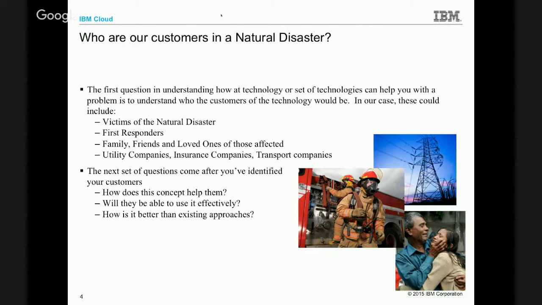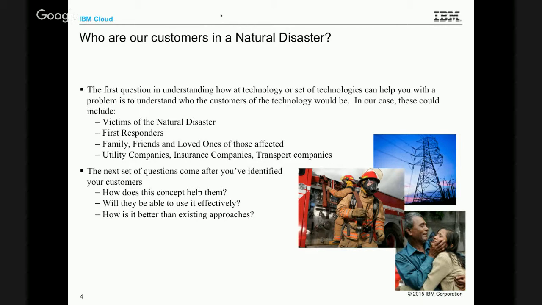All right. Now, the next set of questions that I want you to think about, after you identify your initial customer set, is first of all, how does this concept that you're thinking about help them? The second thing is, will they be able to use it effectively? So many times when I look at applications like this, the question you have to address is: it's a great, good-looking, slick application, but when a disaster strikes, will they be able to use it effectively? You need to think through those kinds of questions.